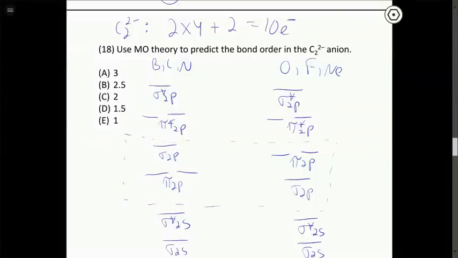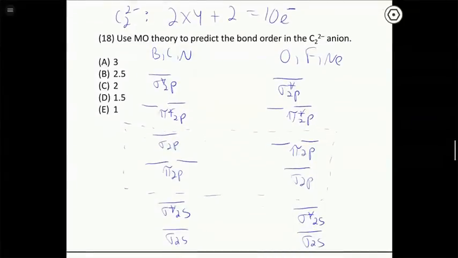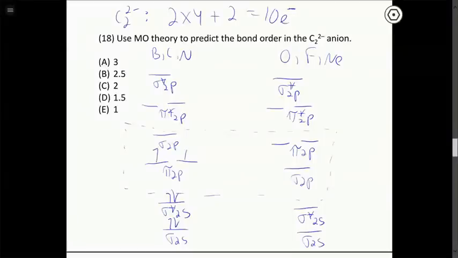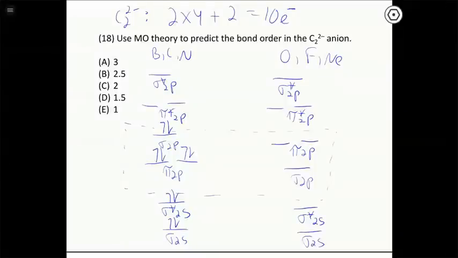So C2 2- is going to have 10 electrons, and we fill them in this diagram from the lowest to the highest until we run out of electrons. So we go 1, 2, 3, 4, 5, 6, 7, 8, 9, 10. We follow the same rules for filling orbitals that we use for atoms. We go lowest to highest, 2 electrons per orbital. We unpair degenerate electrons first before pairing them up, and so on. All those same rules that we learned for atomic orbitals apply here. So this is the correct diagram for C2 2-.